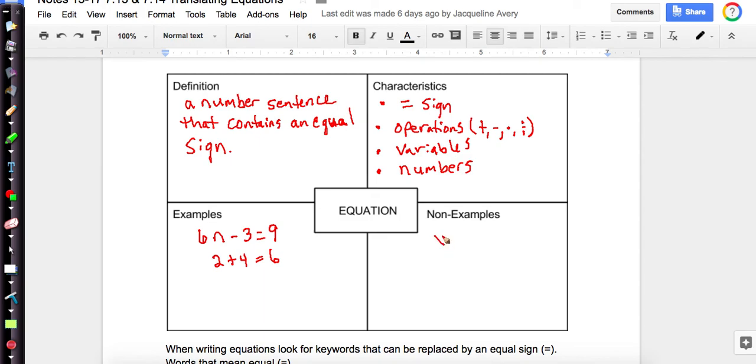Now here's some non-examples, and these would be examples of expressions. X, Y, Z, 5 plus E, and 6 plus 3. Okay, let's move on.